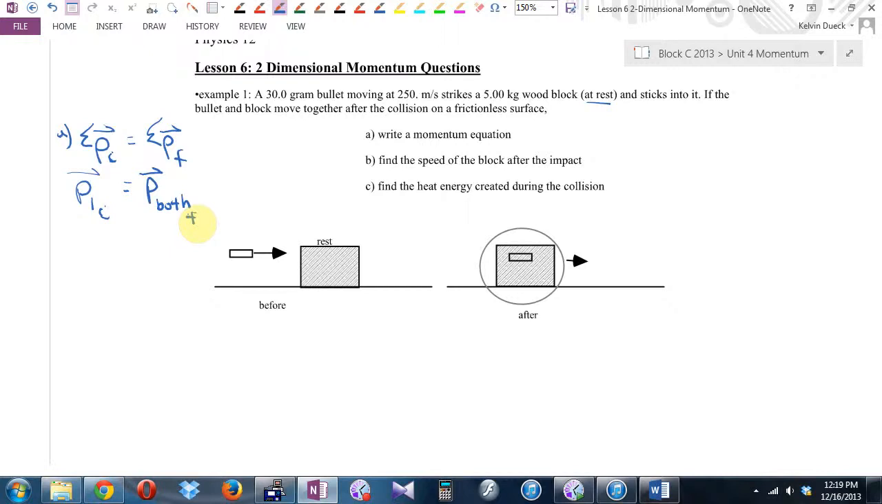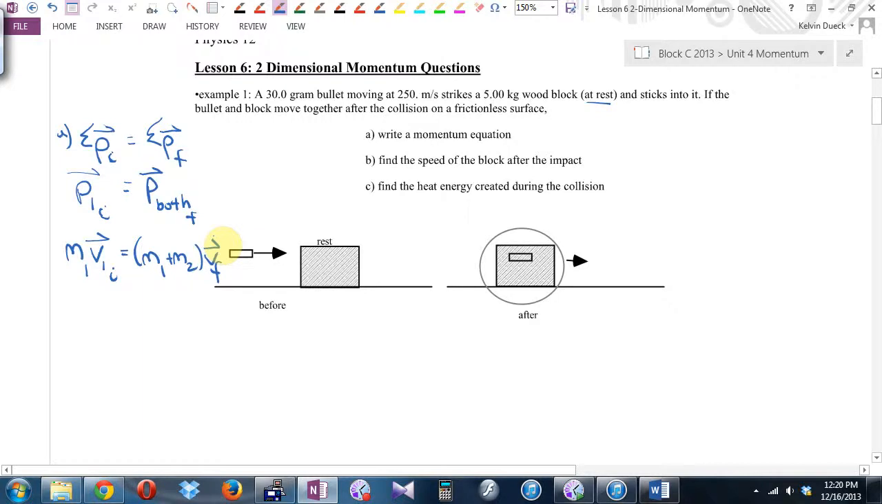We'll let one direction to the right, I think, be positive, and we'll let the other direction to the left be negative. So far, so good? So this is going to be mass 1 V1 initial equals M1 plus M2 V final.